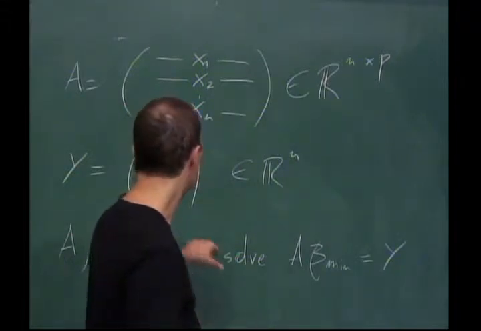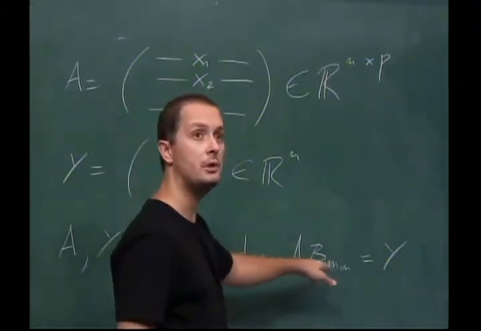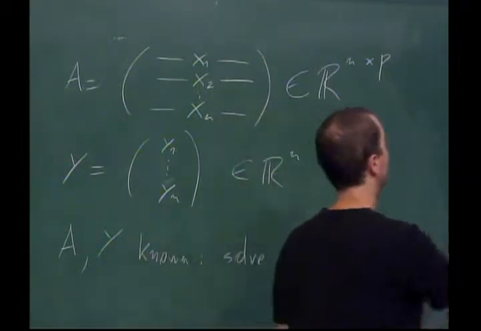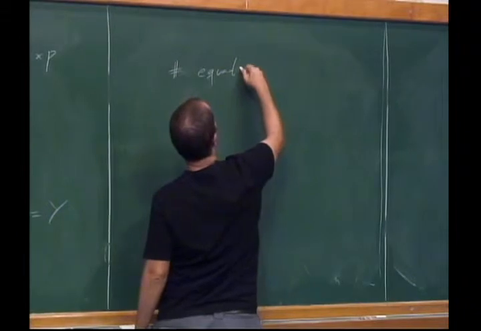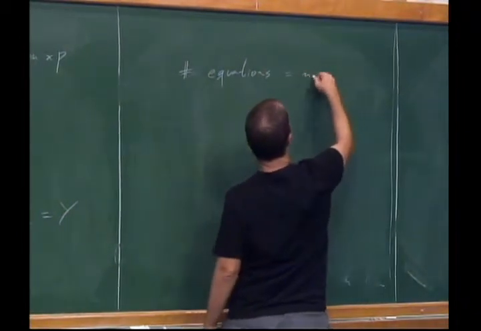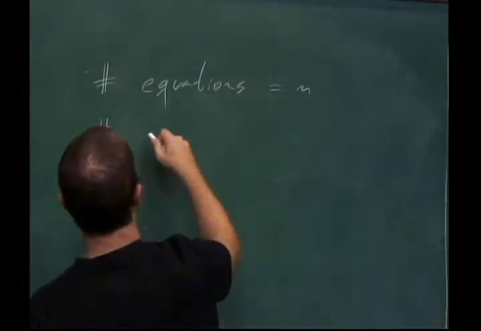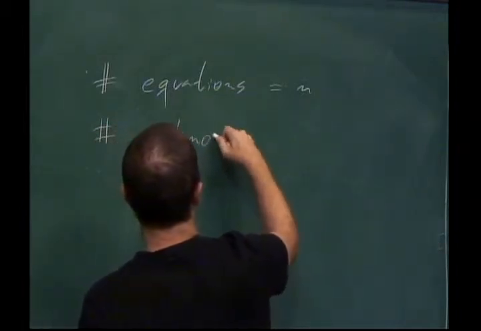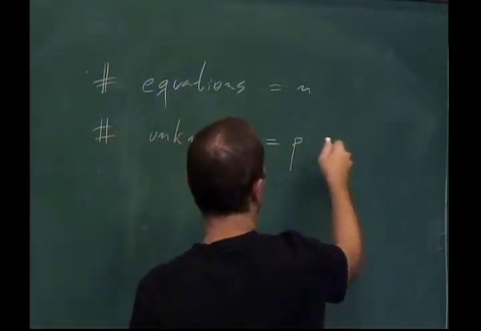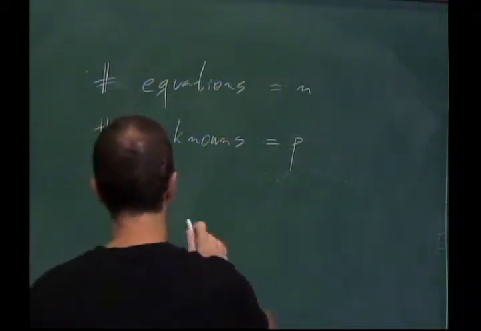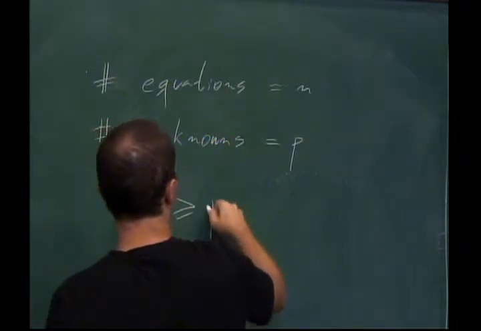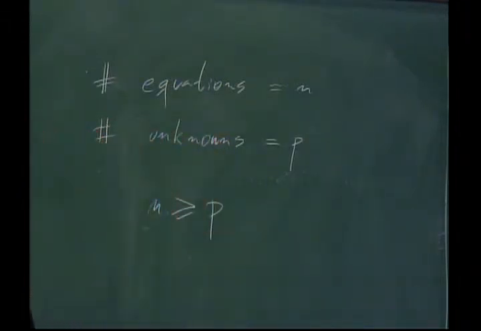Okay, let's see. So this is a system of linear equations. The number of equations is n. The number of unknowns is p, right? This is the dimension of the vector b. So in principle, you should ask for n larger than p, or at least equal to p. So we want this matrix A to be invertible here.